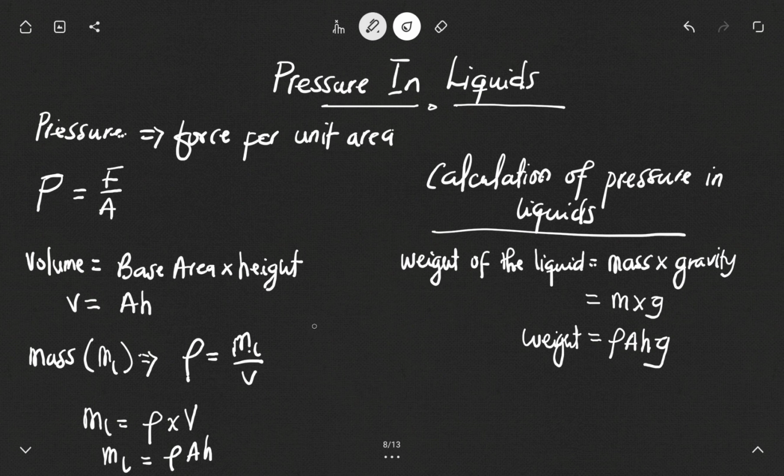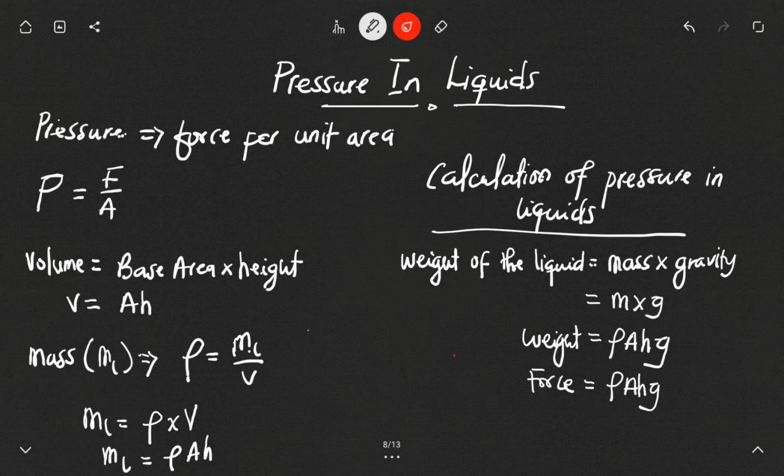Now we know that weight is equal to force, right? Weight is the same as force, which directly means that this whole thing that we have over here, which is the weight, is the same as the force. So the force is equal to the density multiplied by the cross-sectional area multiplied by the height and multiplied by gravity. Now let's make the final deduction over here.